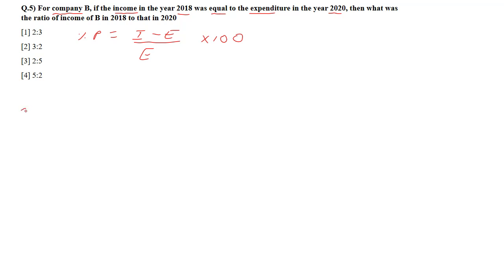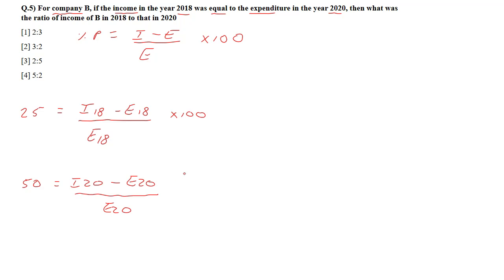So 25 is equal to income in 2018 minus expenditure in 2018 upon expenditure in 2018 into 100. Similarly, we have 50 is equal to income in 2020 minus expenditure in 2020 upon expenditure in 2020 into 100. Now we are going to solve for income as far as 2018 is concerned.